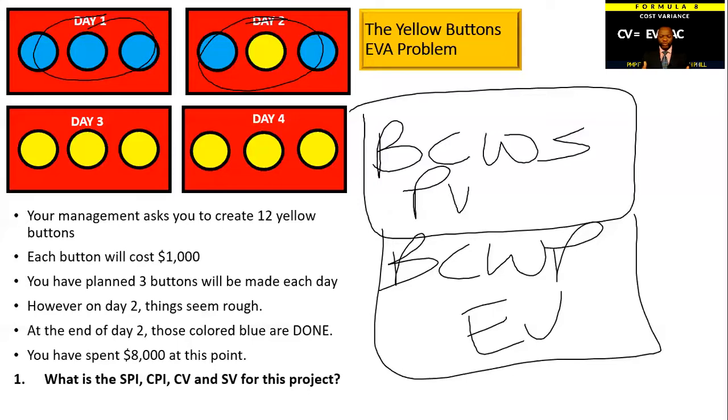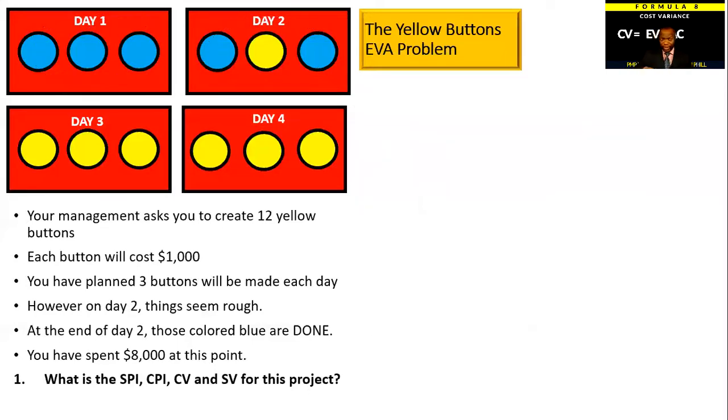So when we look at what you've performed on this project, what do we see? Across 2 days, you have performed $5,000 worth of work. It does not matter how much you have spent. What you have performed is 5. You spent 8,000, too bad. What you have performed is 5.